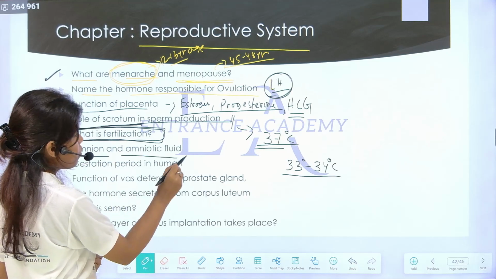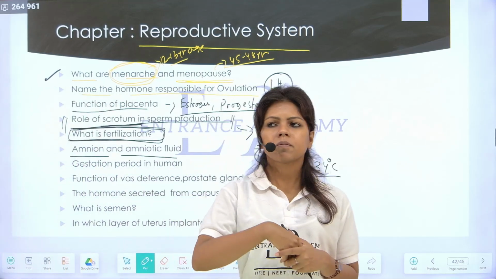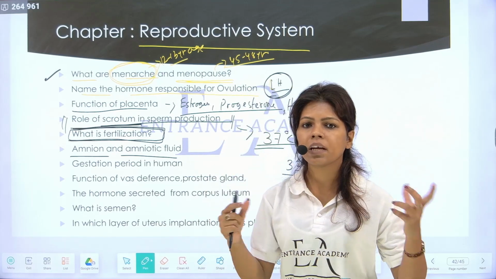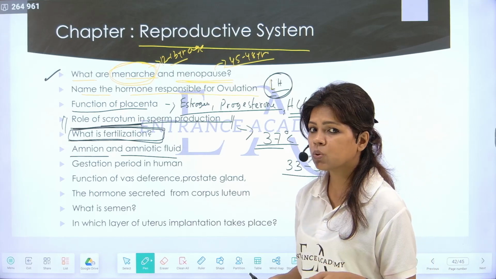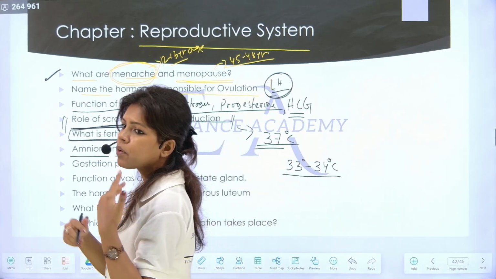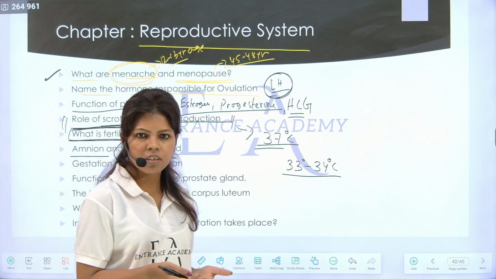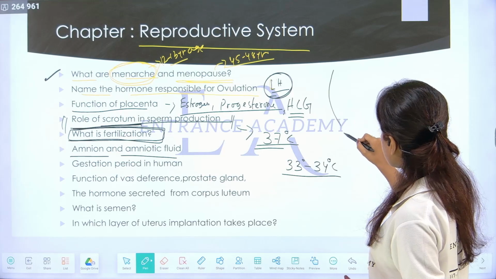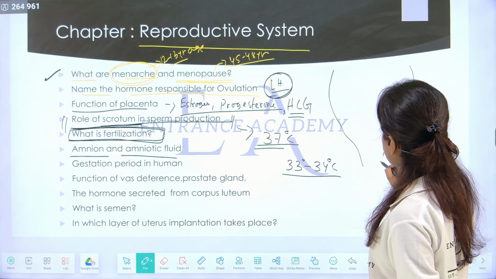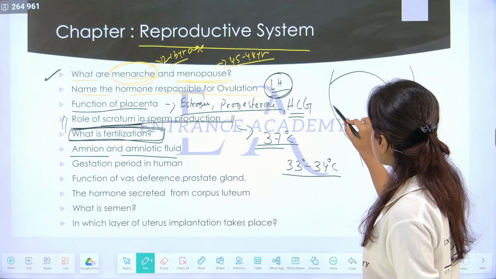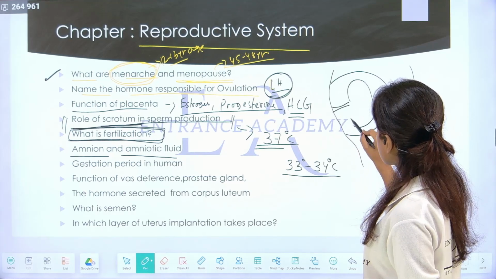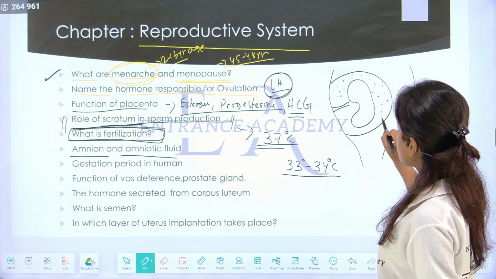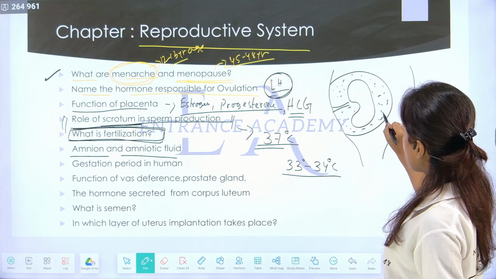Amnion and amniotic fluid. When the fetus is present inside the mother womb, the fetus is surrounded by a balloon-like sac. That sac is known as amnion. So what is the function of this? It will protect the fetus from the external injury. And the fluid present between the fetus and the amnion. For example, this is the uterine cavity. Amnion. And here the baby is like this. And the region between amnion and the fetus is filled with the amniotic fluid.